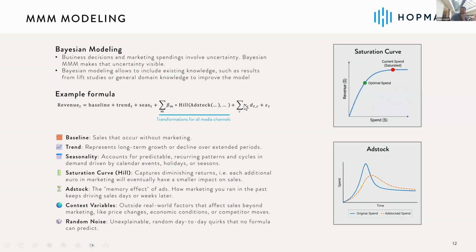Then one of the last components is the context variable that I already mentioned, like Black Friday, the weather, and things like that. And the last one here is the error component, the random noise. There will always be something that is unexplainable, some kind of random quirks that your model won't pick up at the end, or can't explain with the data that you gave the model.